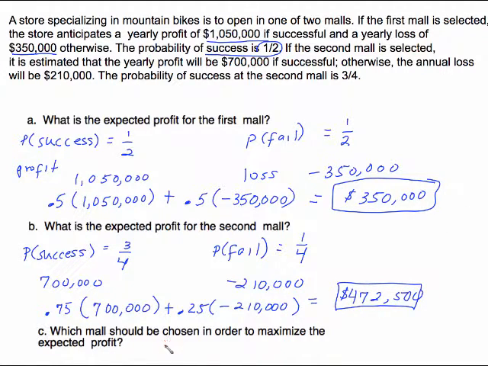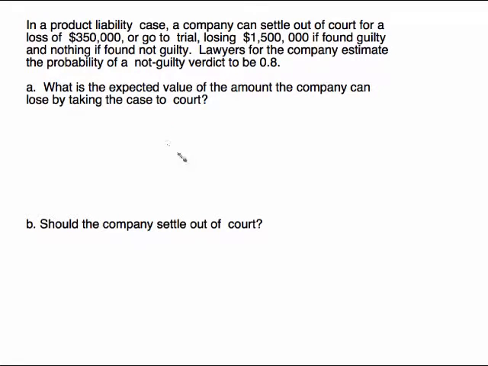So, which mall should be chosen in order to maximize the expected profit? Well, obviously this one, which is Mall 2. In a product liability case, a company can settle out of court for a loss of $350,000. So out of court settlement, right off the bat, $350,000. Or it can choose to go to trial. Losing, making this a negative, $1,005,000 if found guilty, and of course losing nothing if found not guilty.